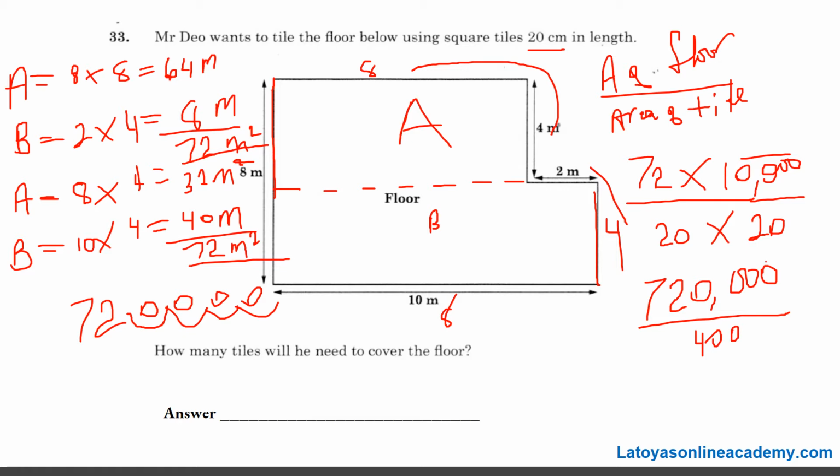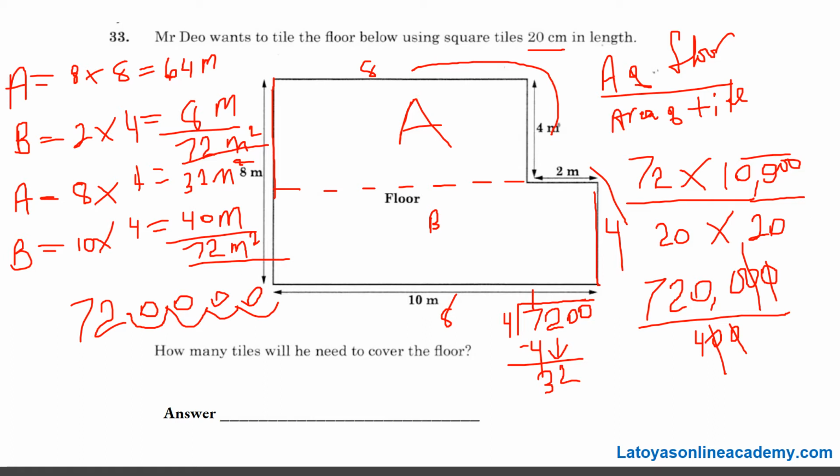Now let's simplify. This zero can cancel off this zero, this zero can cancel off this zero. What am I left with? 7,200 over 4. Now the best thing to do is go to your working column and do it long division style. So we'll say 4 enter 7,200. 4 into 7 is 1. 4 ones are 4, and now we subtract. 7 take away 4 is 3.